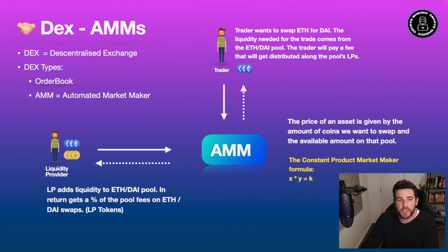The price of an asset, and this is a very important thing, is given by the amount of coins we want to swap and the available amount in that pool. So basically, it is based on the amount of money that we want to swap and the depth of the pool, the amount of liquidity that sits in that pool for all the trades. And the innovation around this is what is called the constant product market maker formula. You will see this formula around, and the most basic formula describes a price curve that is x times y equals k, k being a constant, x the amount of tokens that are in the pool, and y the other amount of tokens in this 50-50 distributed pool.